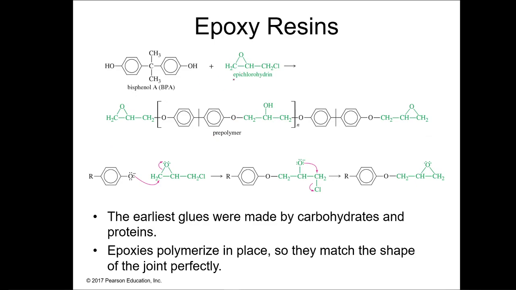So epoxy resins can also be used as a polymer. You have your epoxide and bisphenol A, BPA, which you may have heard of before. BPA will essentially attack this. One oxygen will attack that epoxide to open it up. The other will attack here and release that chlorine. So you get what they call the prepolymer, and then chain opening, chain opening, chain opening, chain opening.